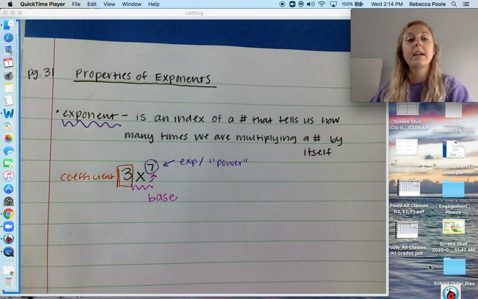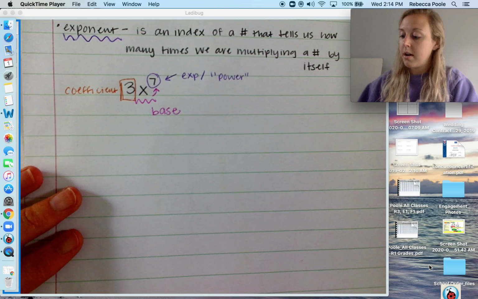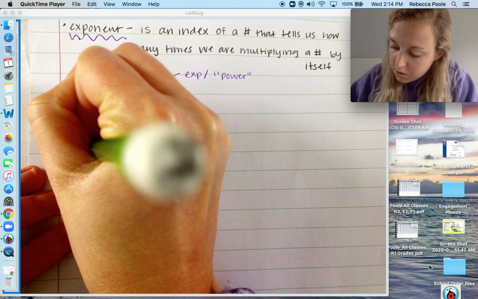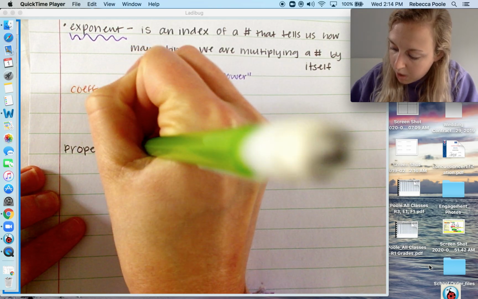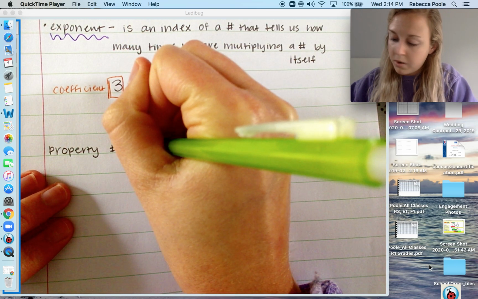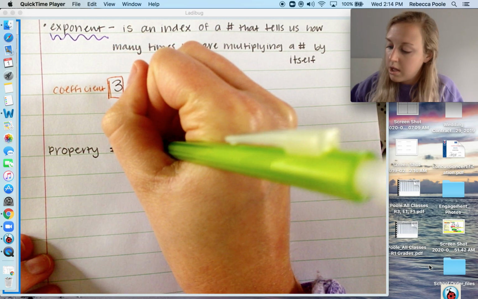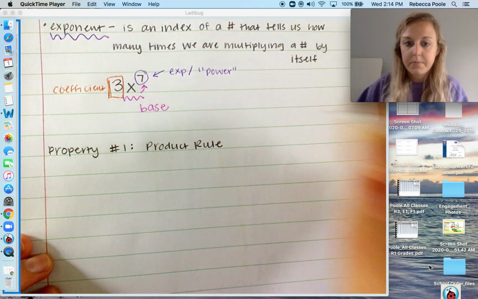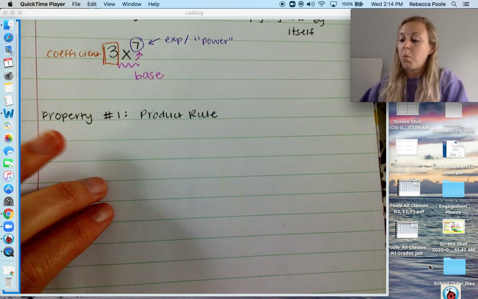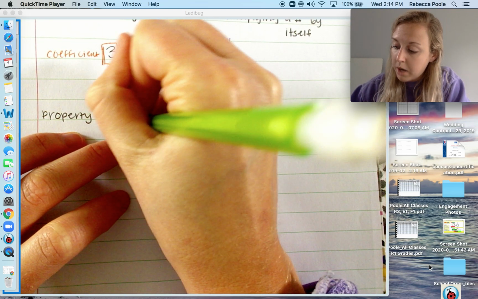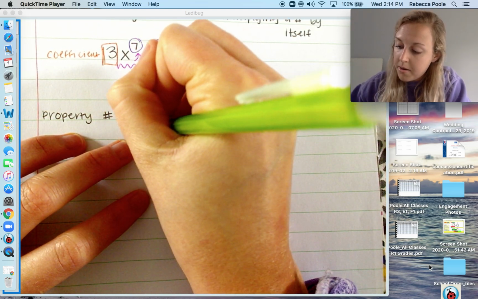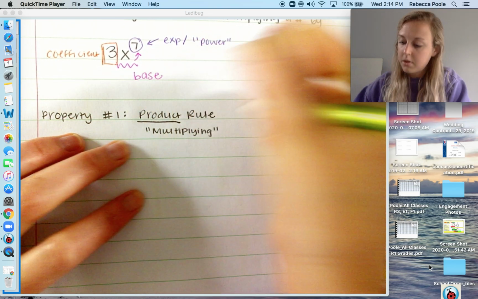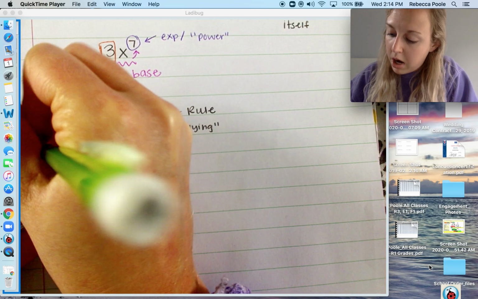So now we're going to go ahead and get into our properties. I'm going to try to keep this short and sweet. So property number 1 is going to be the product rule. All right, so the word product, hopefully we all remember this, means that we are multiplying, right? All right, so this is what the product rule says.